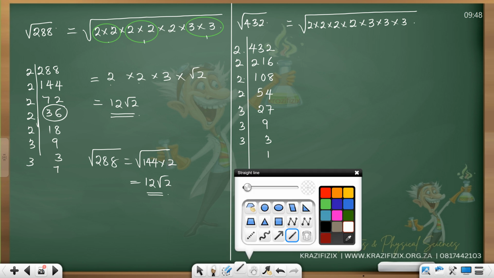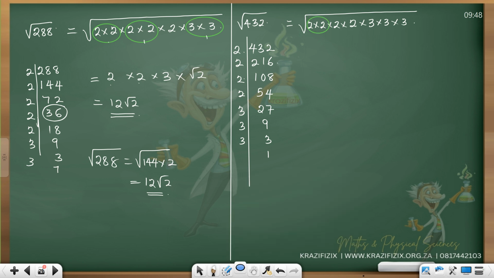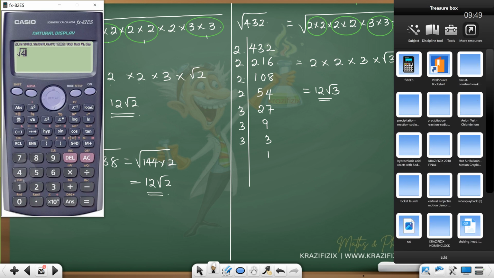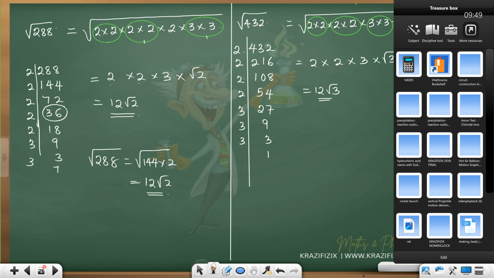Can we pair them? This is basically grade 8. There we go. Pair that and pair that. You're working in pairs. Now pick one of them. 2. Another 2. Another 3. But the last one has no pair. Root 3. What is 2 times 2? 4. Times 3? 12. Is this correct? Root of 432. Yep.